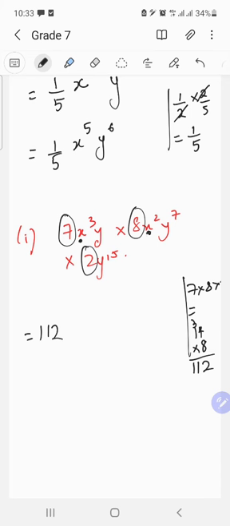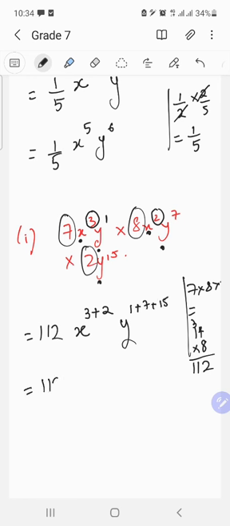In here, there's no x. So I'm going to write x power. This power is 3, this power is 2, so I'm going to add 3 plus 2. I'm done with x. What do I have left? I have y, y, y. So I'm going to take all 3 powers of y. First power has nothing, so I'm going to write 1. Second power is 7, so I'm going to write 7. Third power is 15. Then you're going to add: 112, x power 5, y power 8 plus 15. I think you will get 23.